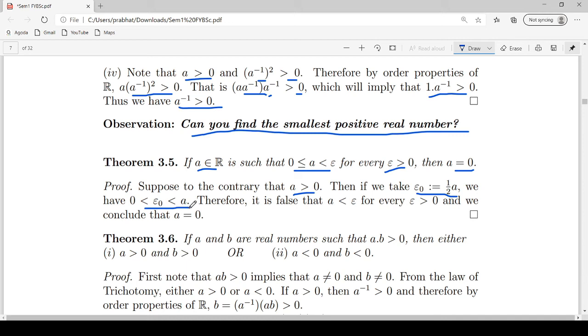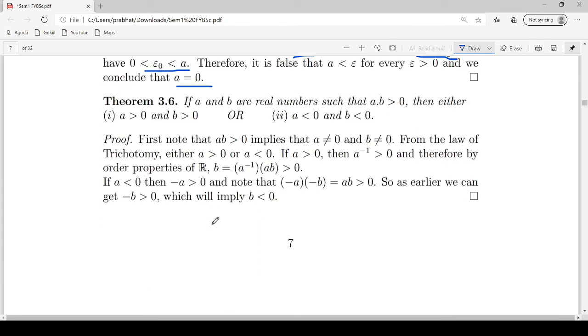But this is a contradiction, because you have found a positive real number epsilon naught such that epsilon naught is less than A. But in the statement it is given that A is less than every positive real number. Therefore it's a contradiction. So you can conclude that A greater than 0 is not possible. Hence A should be equal to 0, and that proves that there is no smallest positive real number.